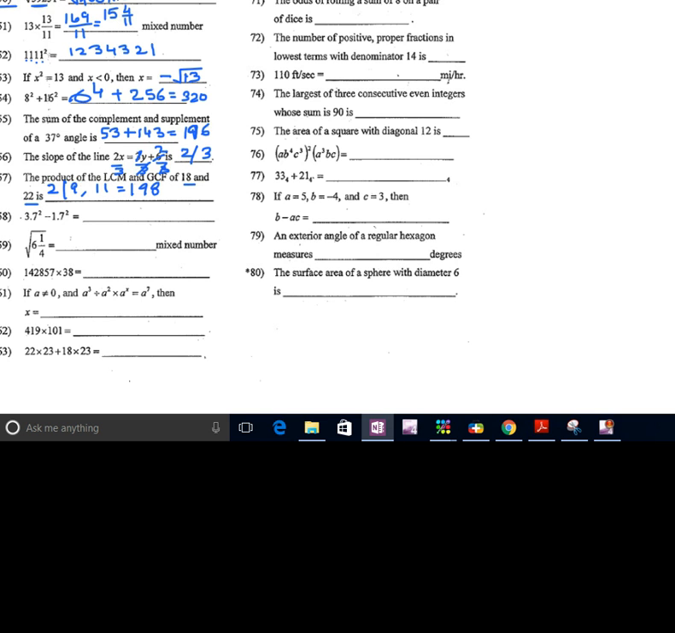The greatest common factor for 18 and 22 is 2. So what is 198 times 2? That is equal to 396.